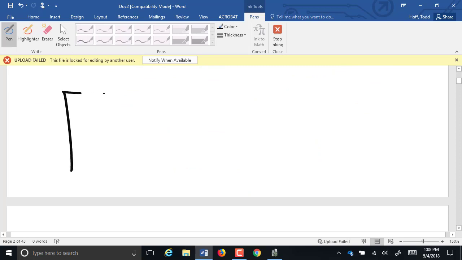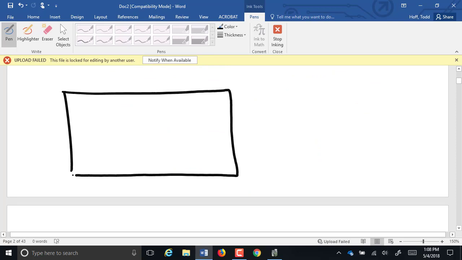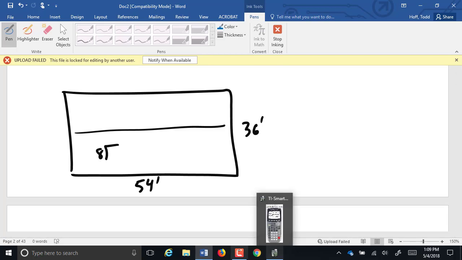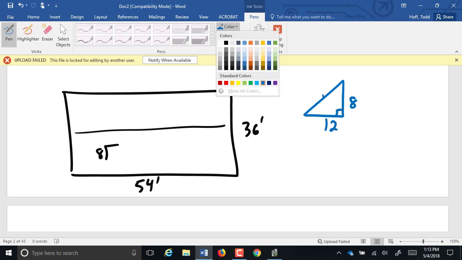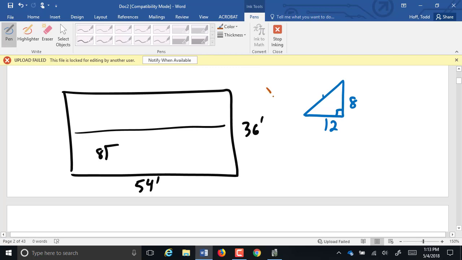So if I have a house that's 36 feet by 54 feet, and the roof is an 8/12 roof, find the area of that roof using a slope correction factor. We need to find the slope correction factor. It's an 8/12 slope. We need to start by finding that hypotenuse. How are we going to find it?